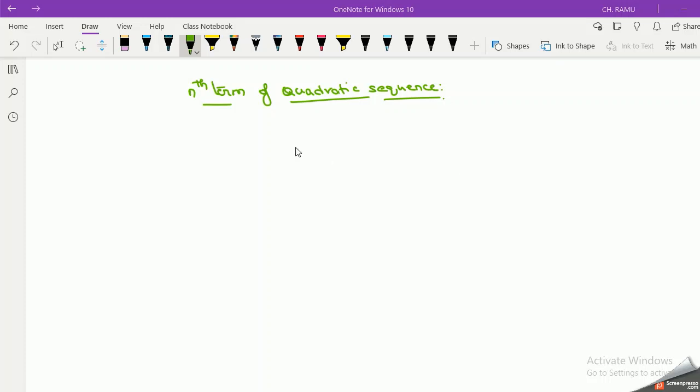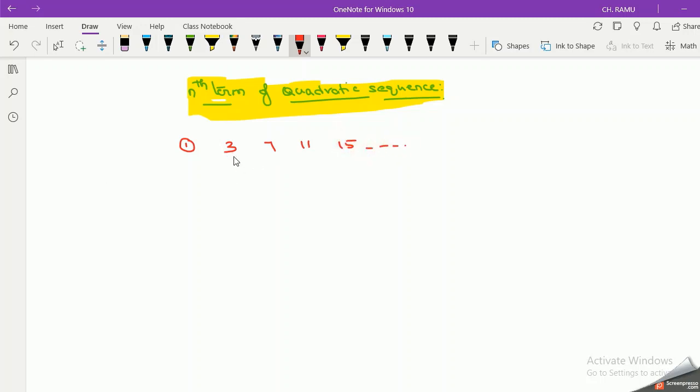Now I am going to explain a beautiful concept, the nth term of a quadratic sequence. How to find out the nth term of a quadratic sequence. Now let me first explain what the nth term of this particular sequence is: 3, 7, 11, 15, and so on.